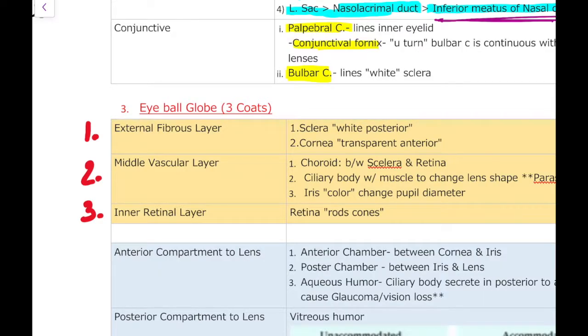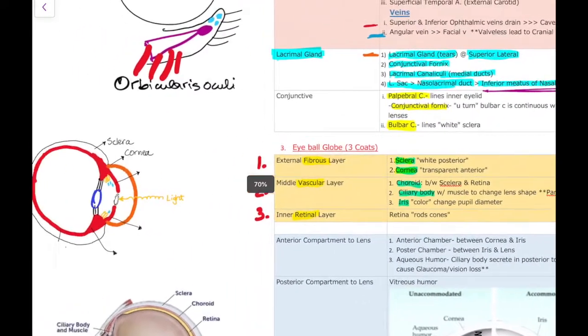Eyeball is made up of three coats. We have the fibrous external, we have a vascular internal, vascular meaning a lot of blood vessels, and then internal we have just the retina. In the external we have two things: the sclera and the cornea right here. Then in the middle we have the choroid, ciliary body, and the iris. So we will draw that right here.